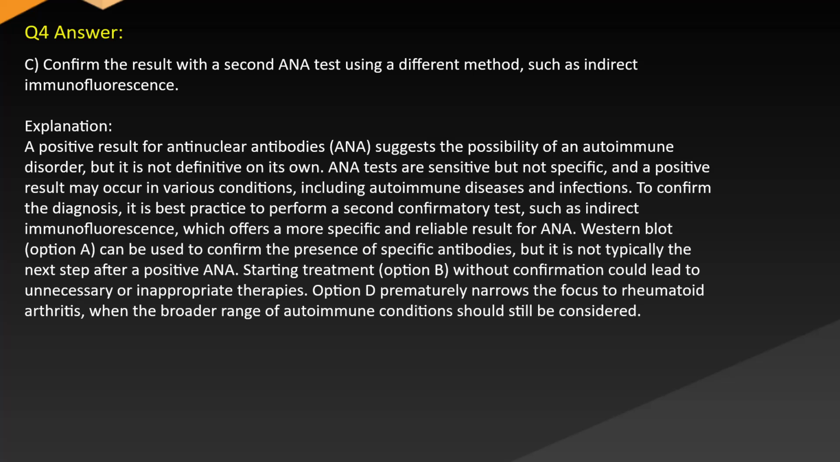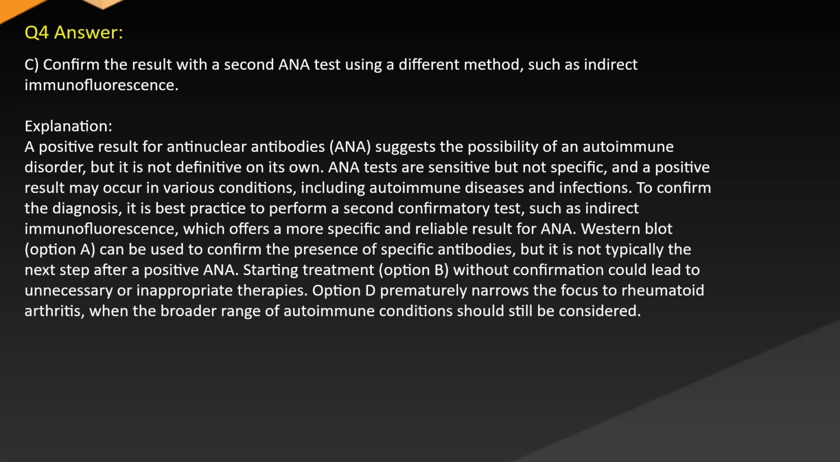Answer: C. Confirm the result with a second test using a different method, such as indirect immunofluorescence. Explanation: A positive result for antinuclear antibodies on ELISA suggests the possibility of an autoimmune disorder, but it is not definitive on its own. ELISA tests are sensitive but not specific, and a positive result may occur in various conditions, including autoimmune diseases and infections.